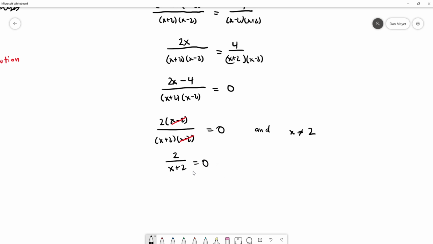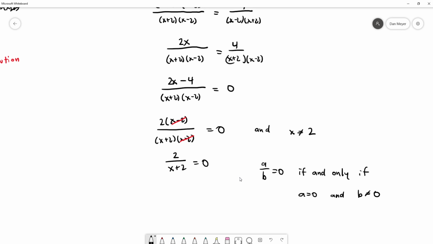Anyways, I have a fraction equal to 0. And a fraction is only equal to 0 when its numerator is 0. So let me write this down. A over b equals 0 if and only if a is equal to 0 and b is not 0.